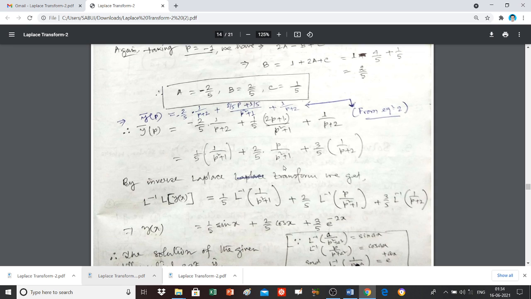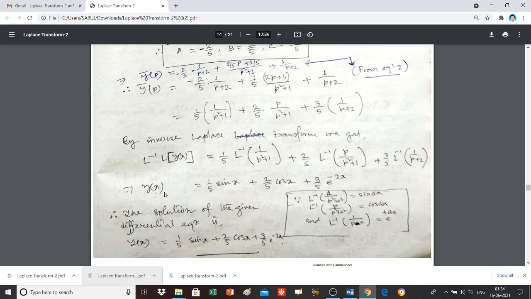After that, using the inverse Laplace transform for this expression, because you know that Y(p) is the Laplace transform of y(x), we can write this as the Laplace transform of y(x). Then taking the inverse Laplace transform, L inverse of Y(p) is equal to 1 by 5 L inverse of 1 by (p square plus 1), plus 2 by 5 L inverse of p by (p square plus 1), plus 3 by 5 L inverse of 1 by (p plus 2). So that will give you the result here.